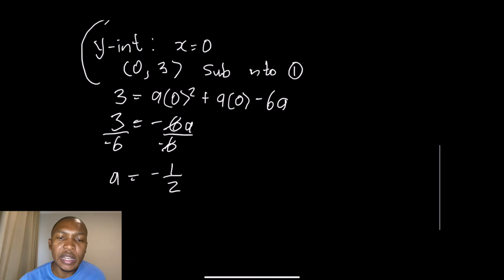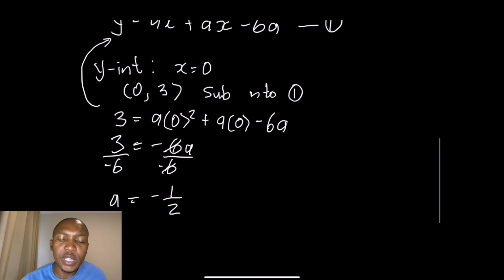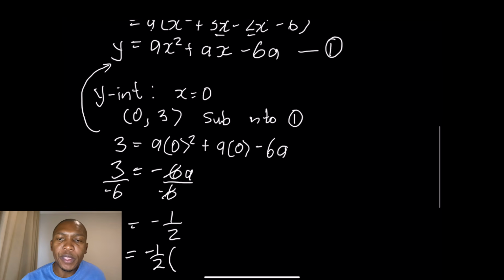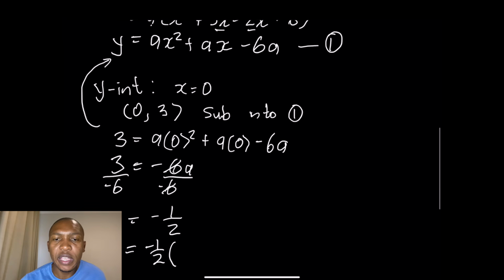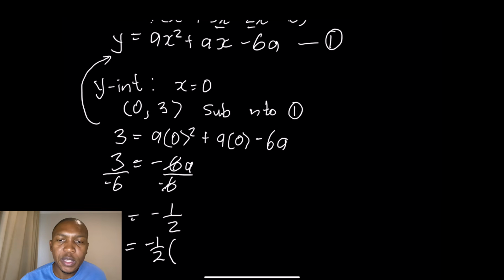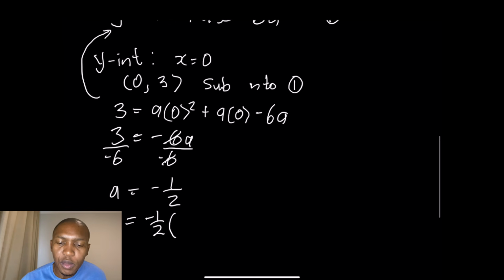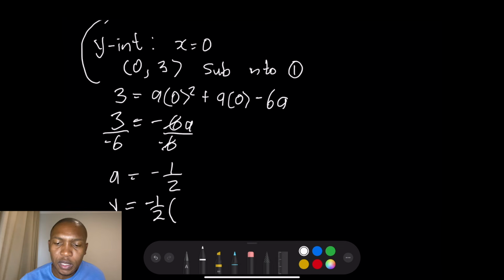So negative. Now what that simply means is that I need to go back to my original equation and substitute for a in the first equation so that I get the actual equation. So a is minus a half, okay, so that's going to be minus a half x squared.